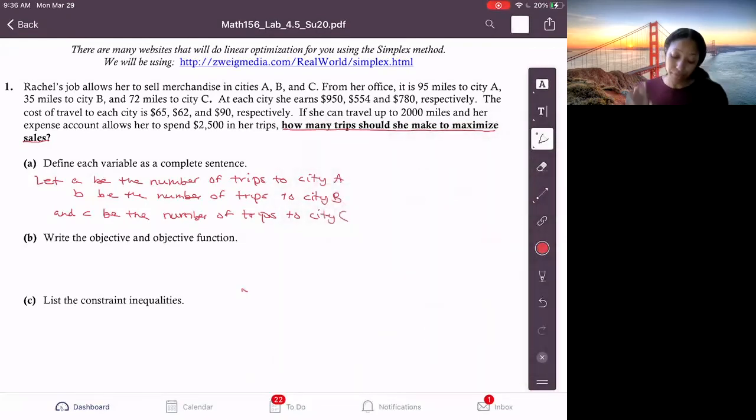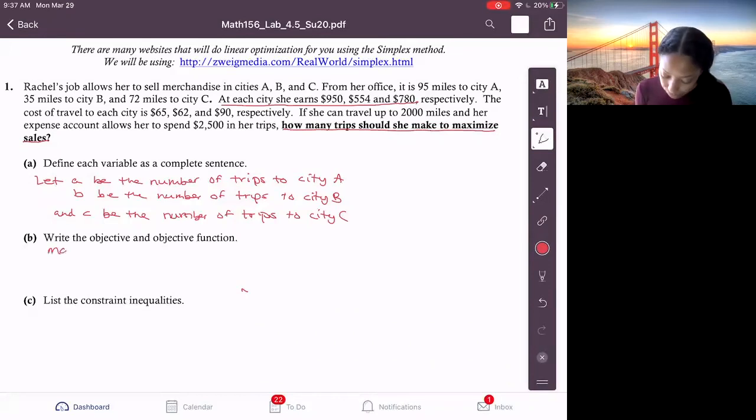Oh, you can leave that red. Then the objective function. Our objective is to maximize our sales. The second sentence where it says, at each city she earns $950, $540, and $780. This is representing how much she sells. So we're trying to maximize the sales for each trip. Okay, so that's the information we need for the objective function.